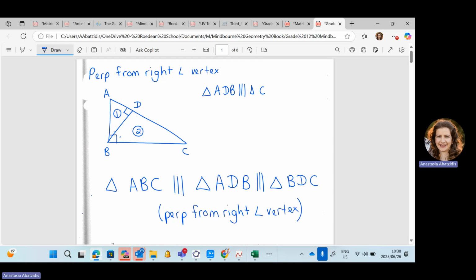So what I'm trying to say is you don't have to prove they are similar. You can say they are similar because of perpendicular from right angle vertex. This theorem, I said I was going to show you the breakdown. The important part of this is that there are corollaries that happen from this, and the corollaries work as follows.